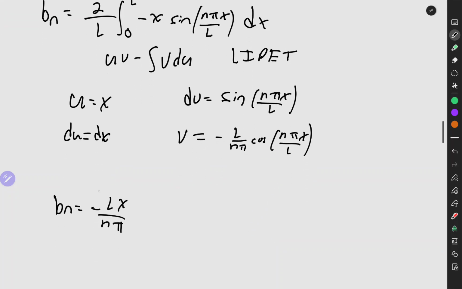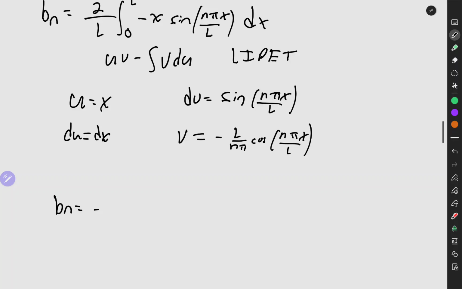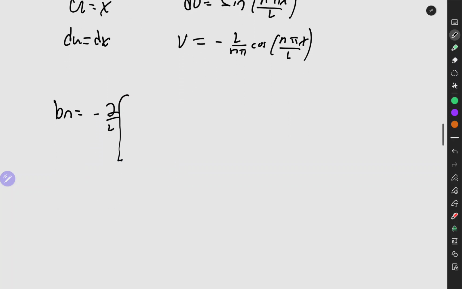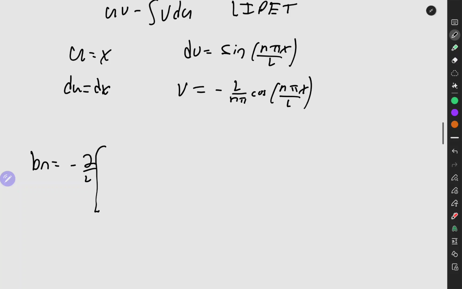Now, wait a minute, I forgot, you can pull out the negative sign too, right? We could do that too. So now let me write it this way, because this is getting a little bit lengthy. Not too bad though. X times v, so it's negative Lx over n pi cosine. Remember, we still have to evaluate this over the bounds.